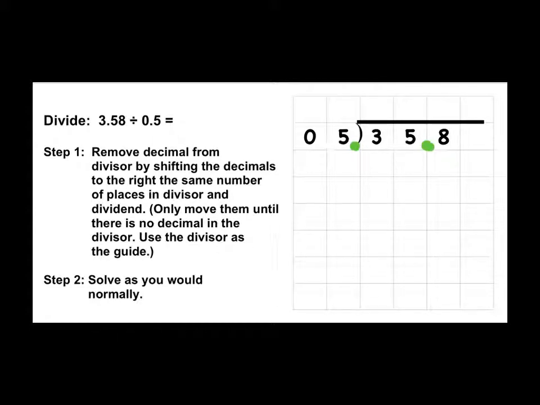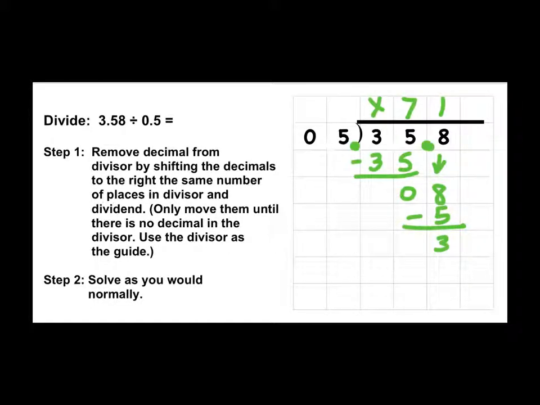3 cannot be divided evenly by 5, so I'm going to put my x over here. I'm going to now divide 35 by 5 and I get 7. 7 times 5 is 35, and then I subtract and I get 0. I'm going to bring down my 8, and now 8 divided by 5, 5 goes into 8 one time. 1 times 5 is 5, subtract, and I get 3.